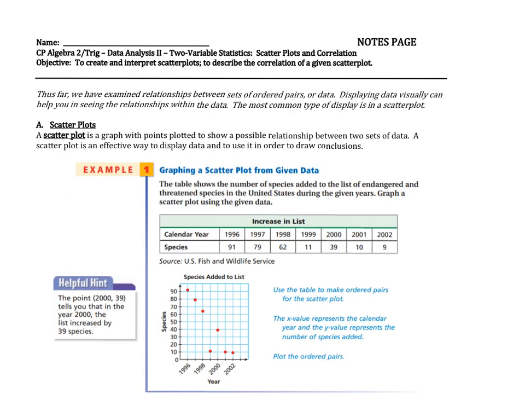All right, good morning. Hope you had a nice little 3-day weekend, and we're back here learning about scatterplots.